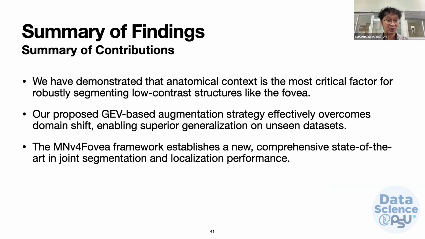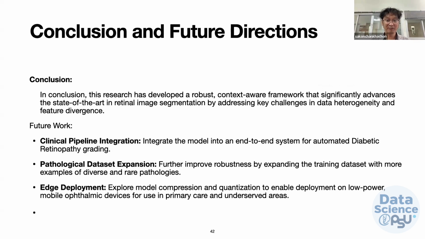In summary, we demonstrate that anatomical context is the most critical factor for robustly segmenting low contrast structures like the fovea. Our proposed CEV-based augmentation strategy effectively overcomes domain shift, enabling superior generalization on unseen datasets. This research has developed a robust context-aware framework that significantly advances the state-of-the-art in retinal image segmentation.